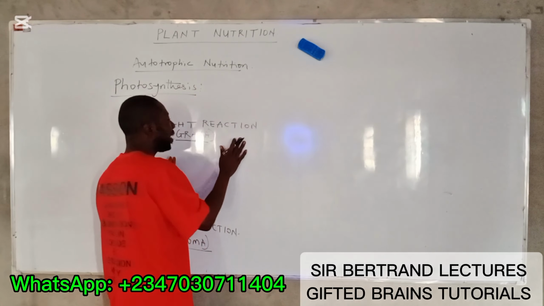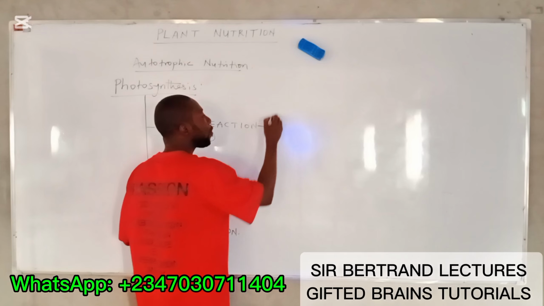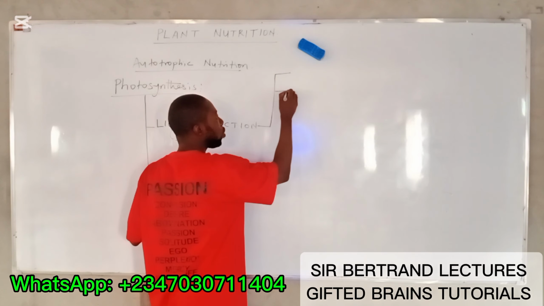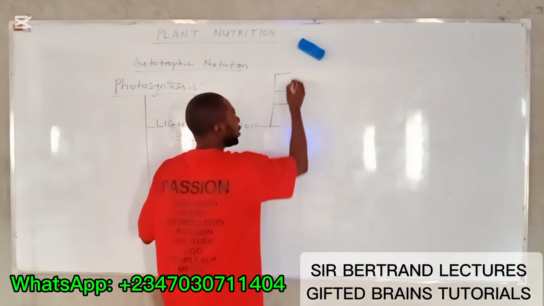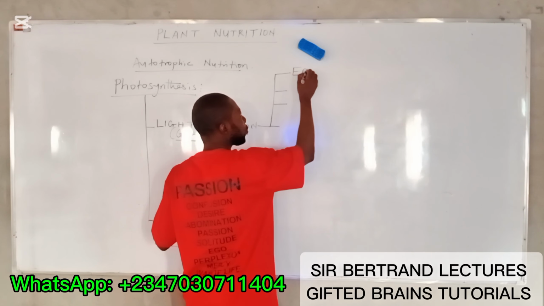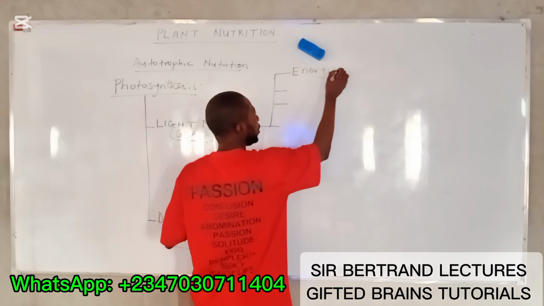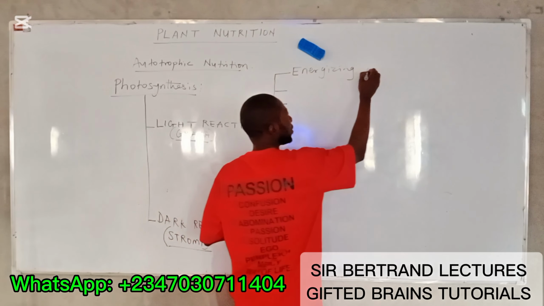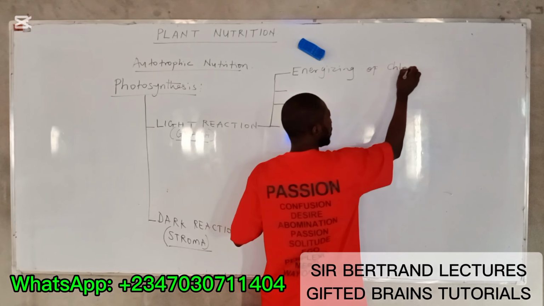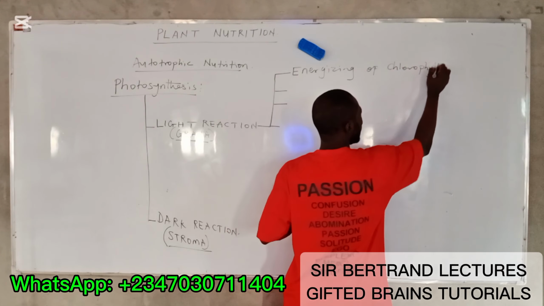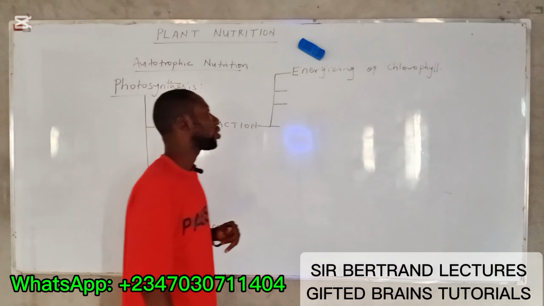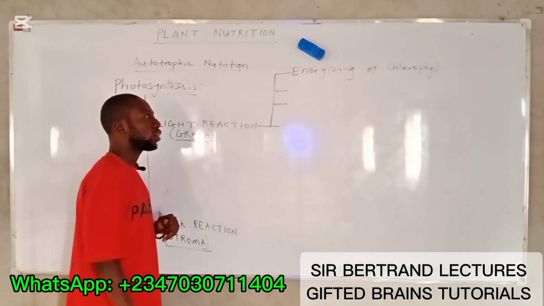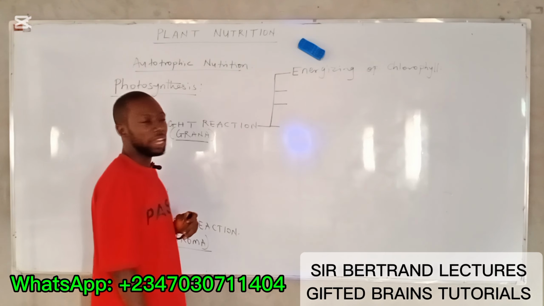Now, in the light reactions, we have 4 series of events occurring here. The first one is energizing of chlorophyll. The chlorophyll is energized. That means it gains energy from the sun. Which energy is that? We call it solar energy.